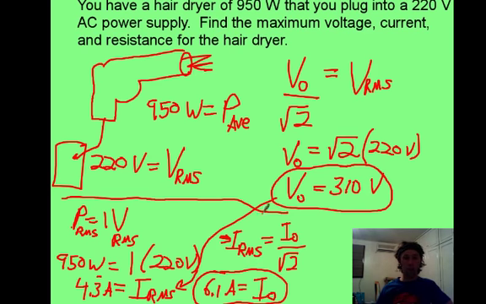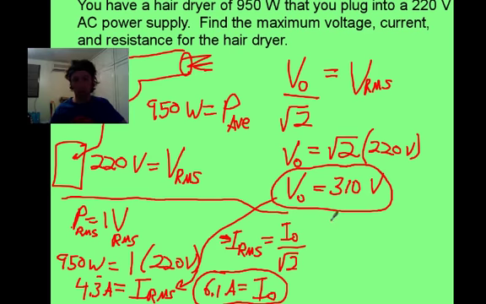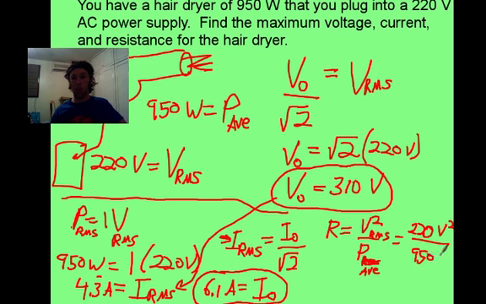Then it wants you to find the resistance. You don't even have to use the RMS stuff. You can just use the very simple fact that R is going to be equal to V squared over P. Use all RMS, that would be the average power. And you can plug in your 220 volts squared divided by your 950. And you'll get an answer.